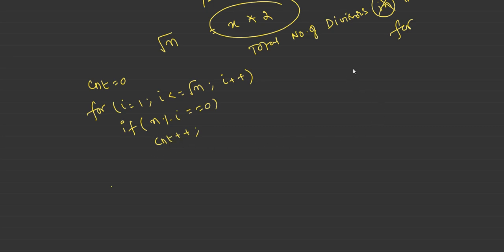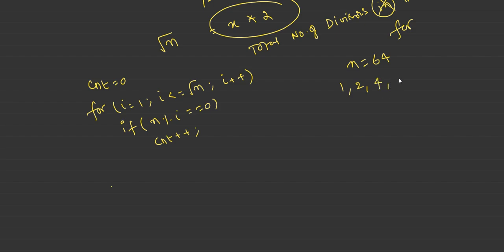But actually, guys, there is a small point which we are missing here. If your n is say 64, which is a perfect square, the divisors will be 1, 2, 3. Is 3 a divisor? No. 4.